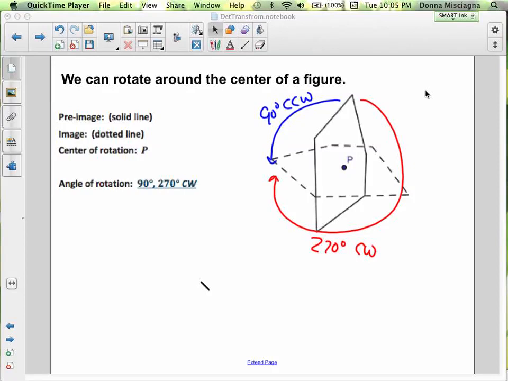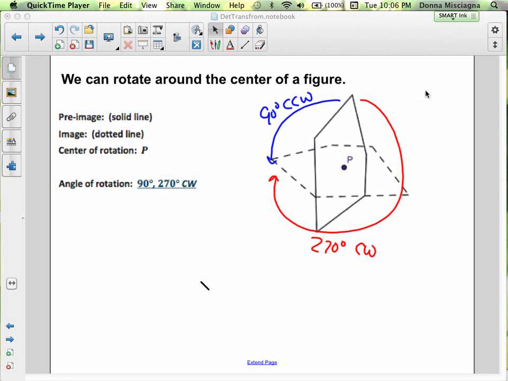The last thing we're going to look at is rotational symmetry. Here we have a figure rotating around the center of the figure. So when you're rotating around the center of your figure, we can look at rotational symmetry. This particular figure actually has no rotational symmetry, but we'll talk about what that means. But here we can see our figure rotating around the center.